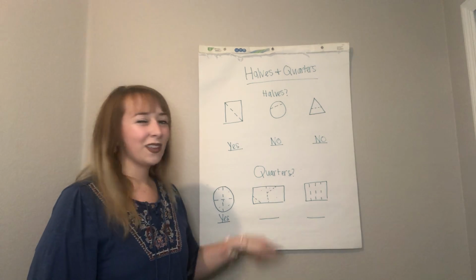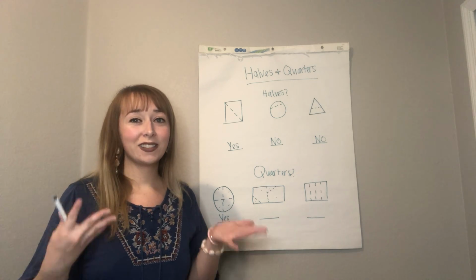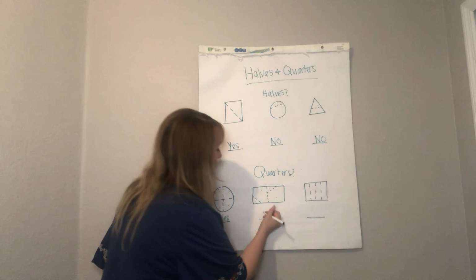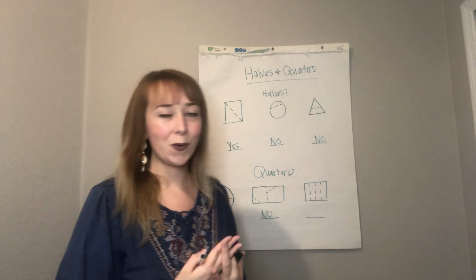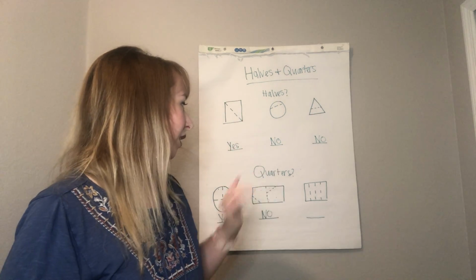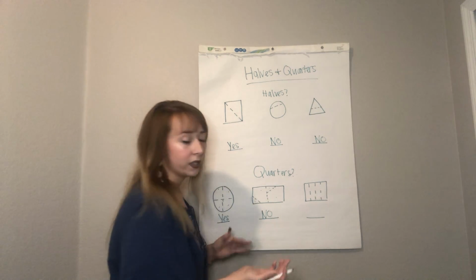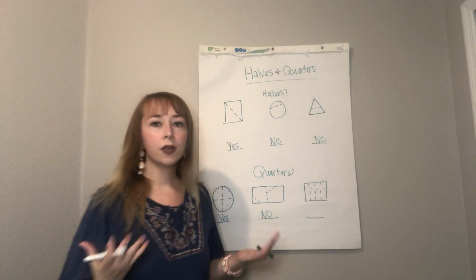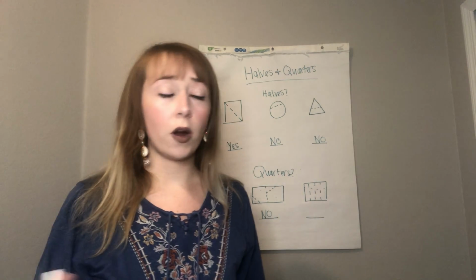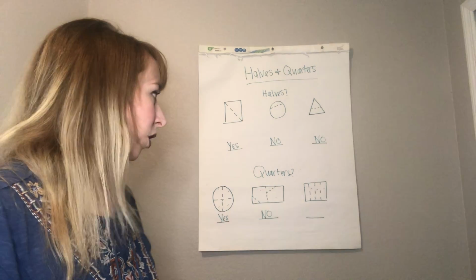So can we say this is divided into quarters? No, because it's not equal. So nope. Remember, it has to be equal throughout. Last one here. We have a rectangle, and let's see how many parts here. 1, 2, 3, 4. Okay, so it is divided into 4 parts. So let's see if they're equal so that it is quarters.